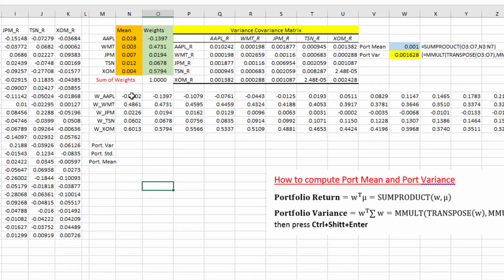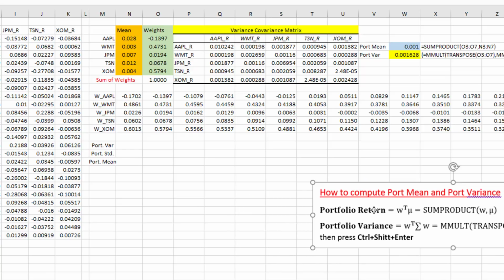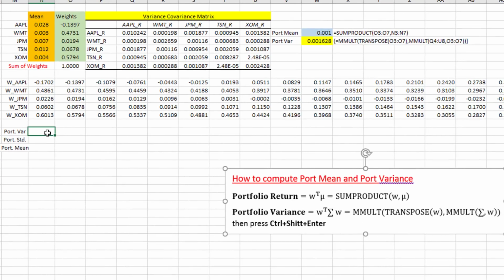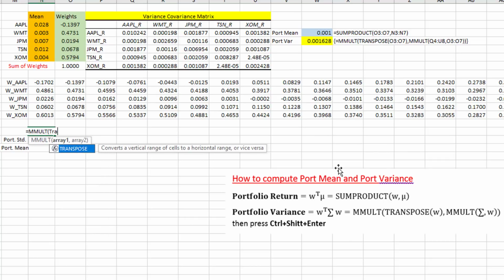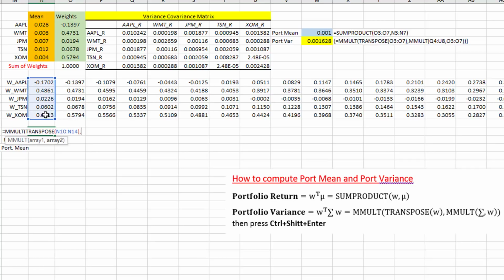Once I have these different portfolio weights, I can compute the portfolio variance, standard deviation, and mean associated with each weight, using the same formulas that I have here. To compute the portfolio mean, I'm going to use the SUMPRODUCT function, and to compute the portfolio variance, I'm going to use the MMULT function. Let's compute the portfolio variance. That is going to be MMULT, matrix multiplication, and this time it is the transpose of your weight vector, bracket close, comma, MMULT, and now your variance covariance matrix, comma, your weight vector. Bracket close, Control plus Shift plus Enter.